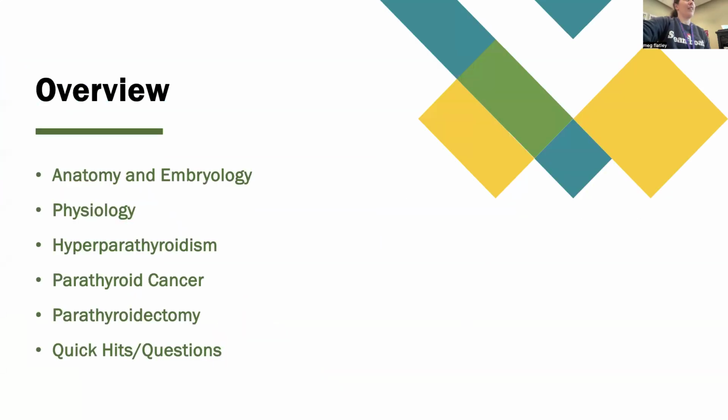So we're going to go over the anatomy and embryology of the parathyroids, normal physiology, hyperparathyroidism, which is very important for the ABSITE, parathyroid cancer, which is something that you'll see on the ABSITE, but not necessarily in real life quite as much. And then some of the very basic overviews of parathyroidectomy, and then we'll go through some questions.